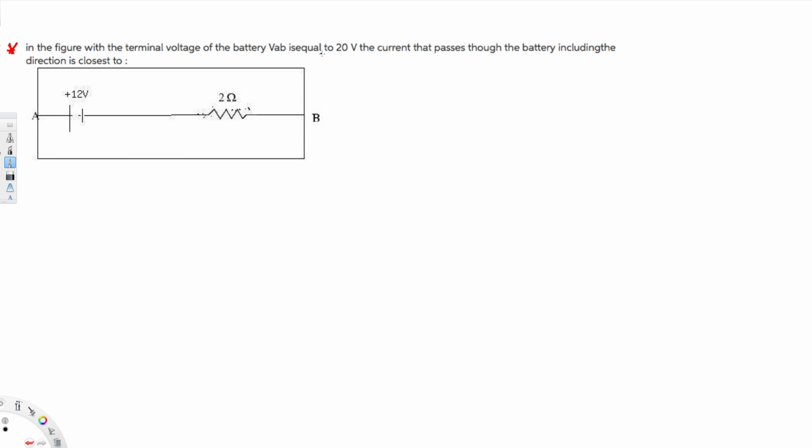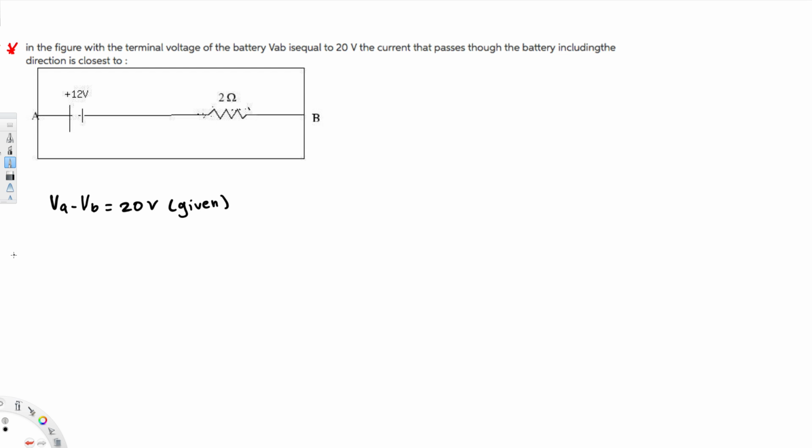First of all, the provided information: V_AB is equal to this one. So this means V_A minus V_B is equal to 20 volts. So that's what is given. Now, how can we find the current? To find the current, we can choose Kirchhoff's law.